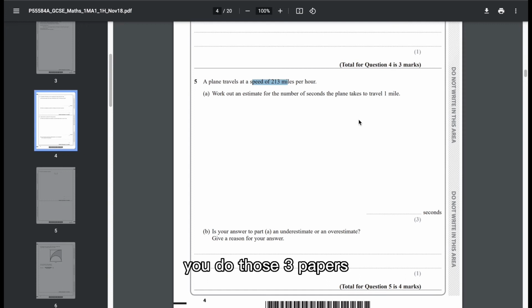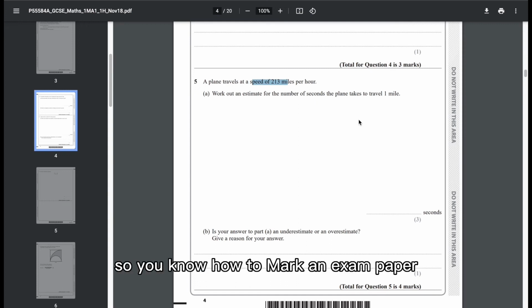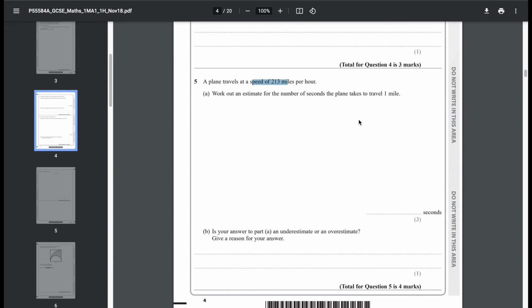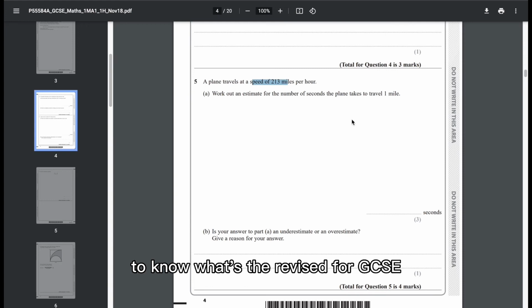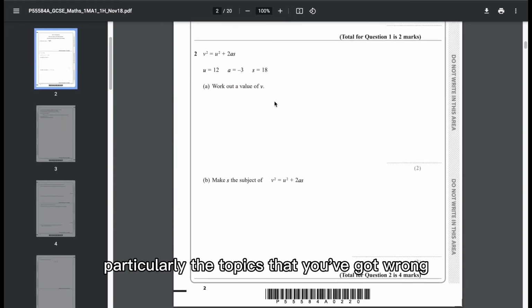You do those 3 papers. Then you mark it properly. How to mark an exam paper properly, you watch that video. It's important. You can watch that after you've done your exam paper, so you know how to mark an exam paper. And the questions that you got wrong, this is a key part to know what to revise for GCSE Maths, is to write down particularly the topics that you've got wrong.